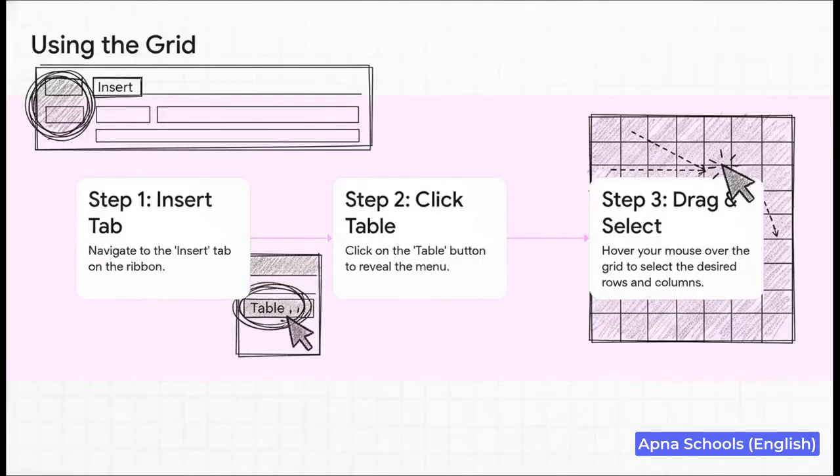So first up, the grid method. It's so intuitive you'll love it. Just head to the Insert tab, Quick Table, and just hover your mouse over the grid. As you drag it, you see a live preview of your table. Let go of the mouse, and boom, your table is ready to go.